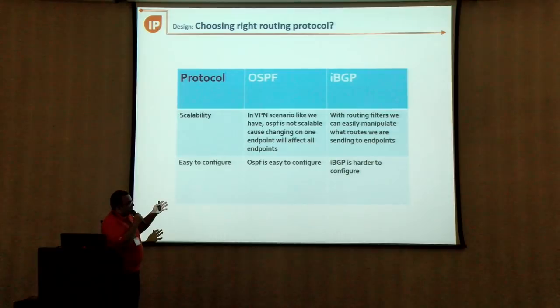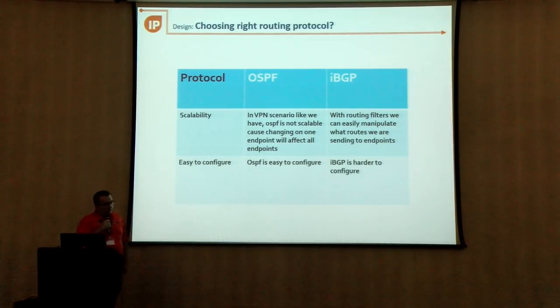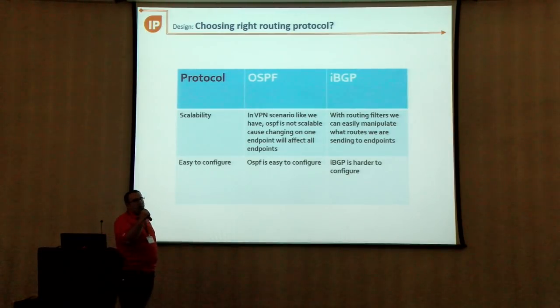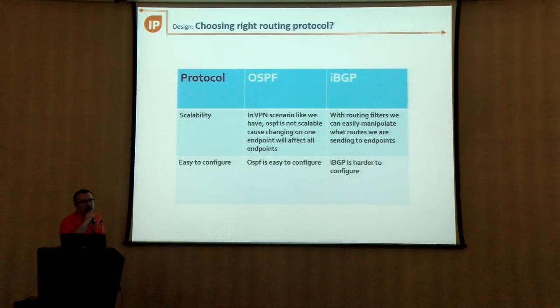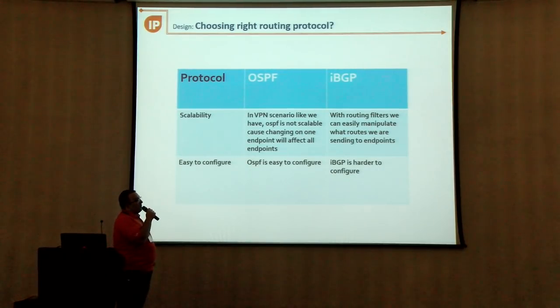OSPF is very easy to configure. We just need to enable the interfaces and add networks, and that's pretty much it. We chose IBGP. Why IBGP? Because we have control of what we are sending to the endpoint devices, what routes we want to send to them. Of course, IBGP is harder to configure compared to OSPF.